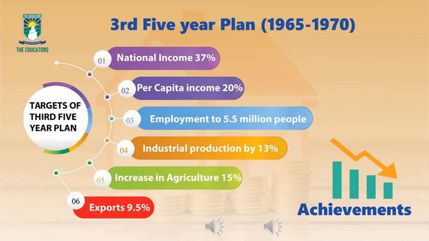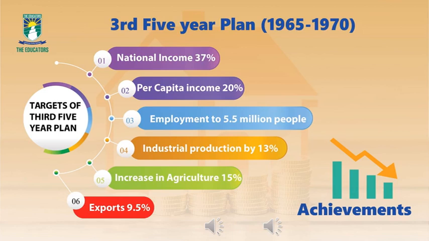Third five-year plan could not succeed fully. An increase of 9.5% was expected in export, but only 7% increase could be possible. The pace of growth in agriculture remained lower than the expected pace. The target fixed was 4.5%. In industrial sector, the target fixed was 13%, but only 9% increase could be made possible. It could not reach its prefixed targets.